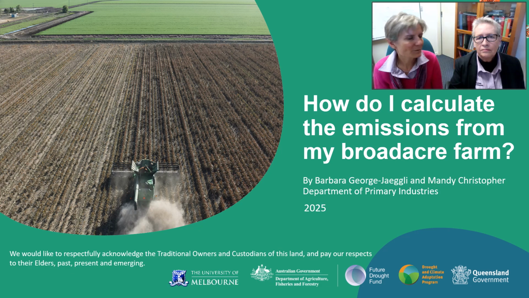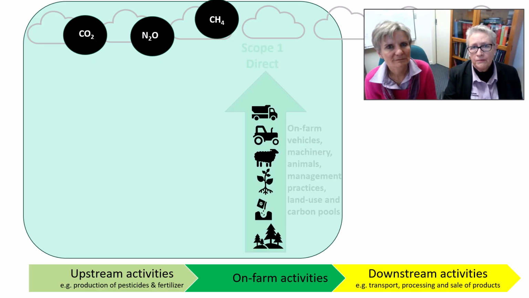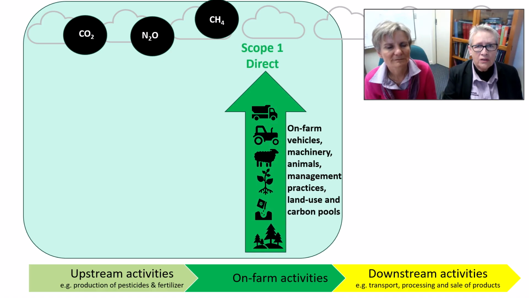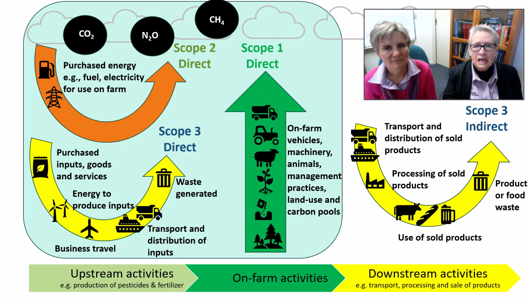So, Mandy, can you explain how to go about calculating emissions for a broadacre farm? For accounting purposes, greenhouse gas emissions are divided into three scopes. Scope 1 emissions are those produced on farm and directly controlled by the farmer. Scope 2 emissions are those produced by the generation of energy used on farm. Scope 3 emissions are upstream or downstream of your farm, including inputs like fertilisers and transport to market.